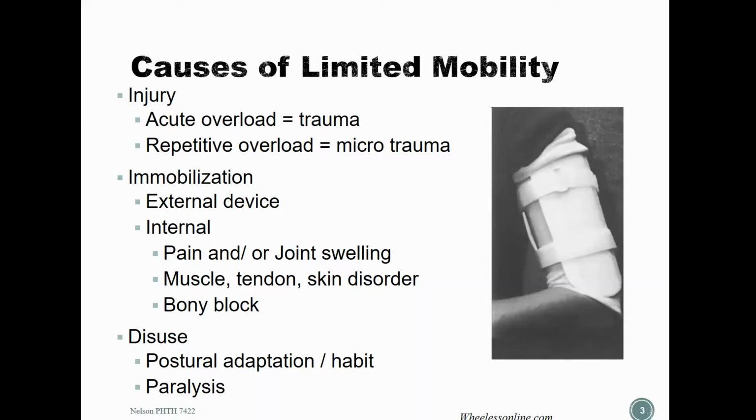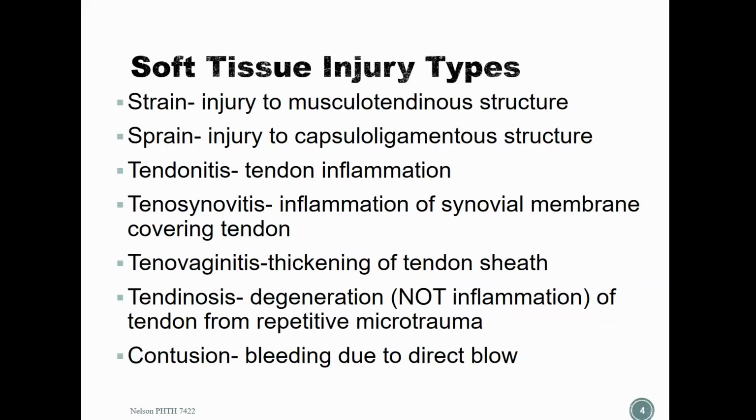Immobilization might be an external device, like you see here with someone who fractured their humerus and is put in a splint. You might have internal causes, meaning within the body itself, so pain or swelling, muscle, tendon, or joint disorder. You might have a bony block, something might be going on in the skin. And disuse might just be because of habit. It could be something more neurologic or another disease process.